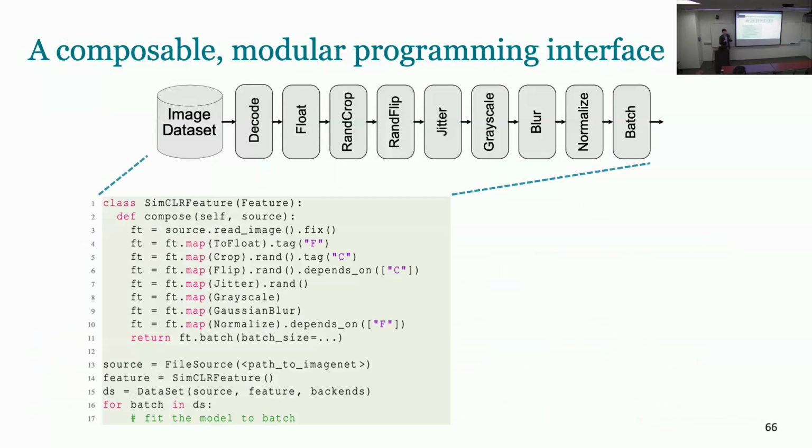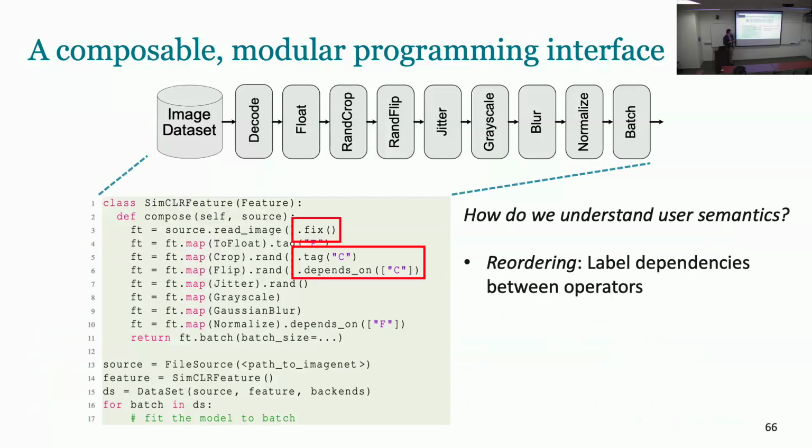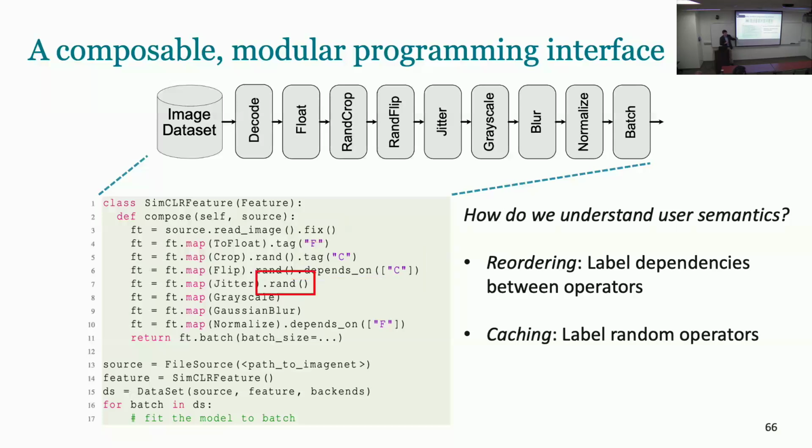So first, as I mentioned, we have this Pythonic declarative programming interface. And I just quickly want to highlight one thing here, which is that we're able to use this to capture semantics from the user in 2 ways. First, users are able to specify dependencies between operators, a kind of "depends on" relationship, that prevents us from doing reorderings that would violate this dependency constraint. So they're able to overlay a dependency graph on top of their pipeline. Secondly, they're able to label random operators, which will prevent us from caching after them.